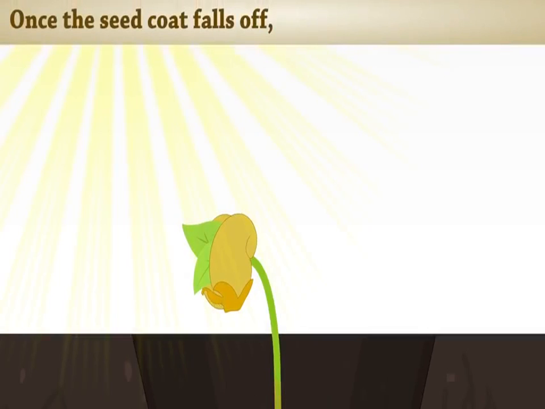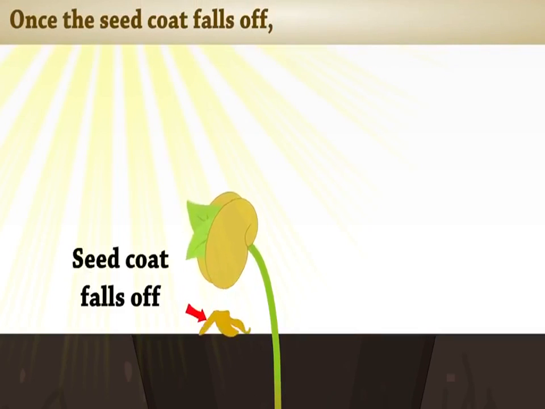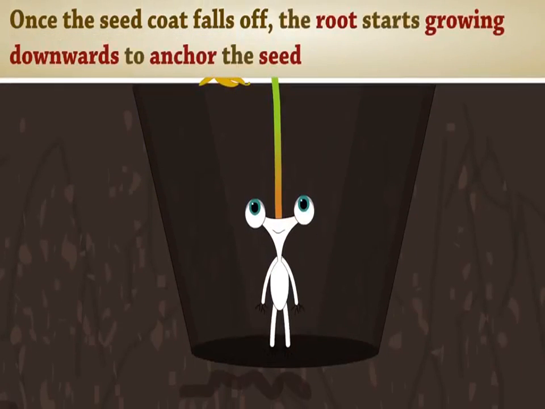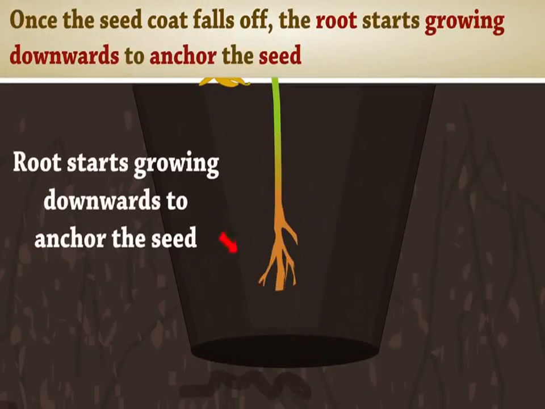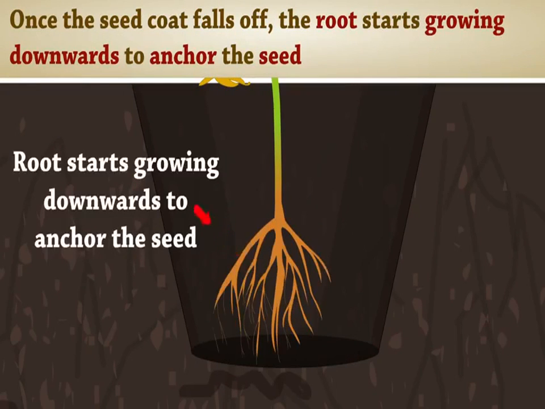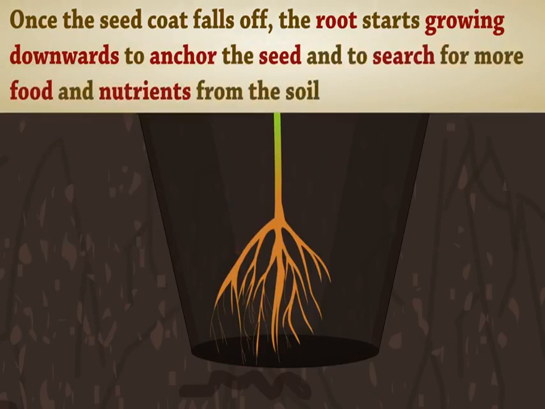Once the seed coat falls off, the root starts growing downwards to anchor the seed, and to search for more food and nutrients from the soil.